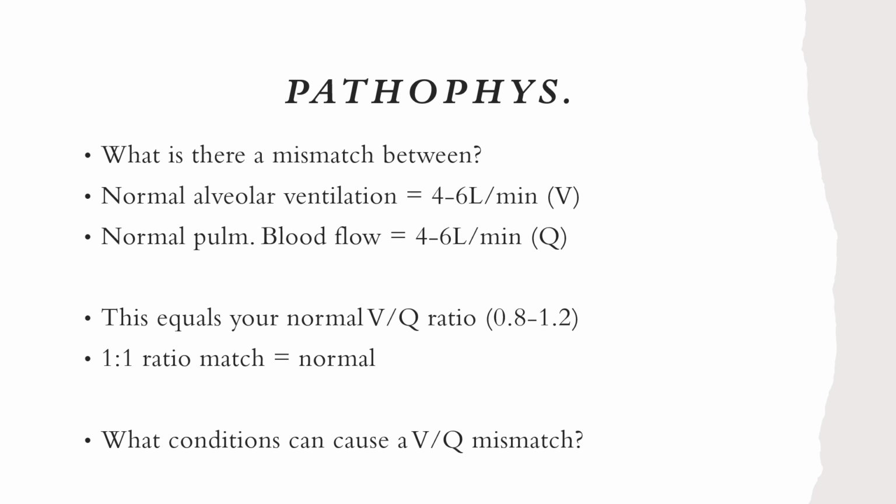Normal alveolar ventilation, V, and normal pulmonary blood flow or perfusion oxygenation, meaning Q, okay? Both of them are 4 to 6 liters per minute normally. And we want a matching ratio, so we want a ratio equaling a 1-to-1. So if we have one that's off in any manner, we have some sort of mismatch. For example, if there's a 3-to-1 instead, we definitely have a mismatch. Or if there's a 1-to-3, there's definitely a mismatch.